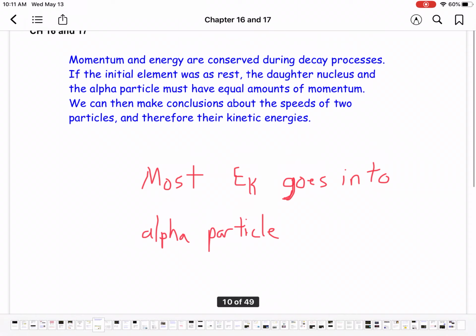So one thing to keep in mind is that momentum and energy are conserved during the decay process. If the initial element was at rest, the daughter nucleus and alpha particle must have equal amounts of momentum. And so when we have equal amounts of momentum, we can conclude something about the two speeds.